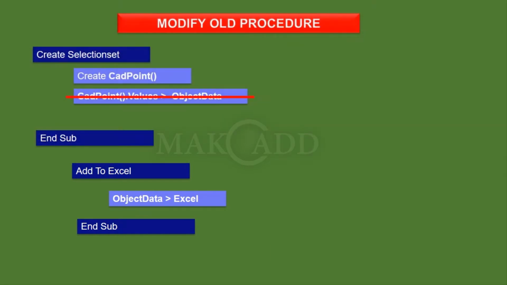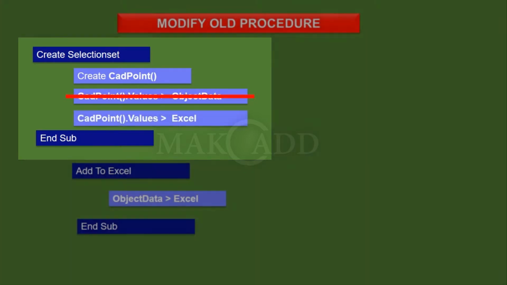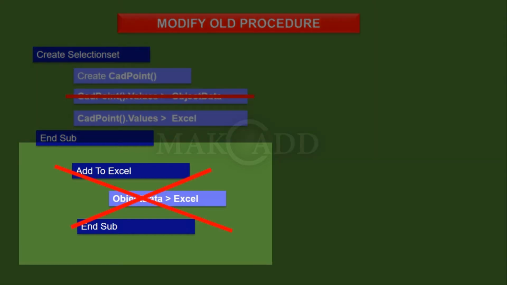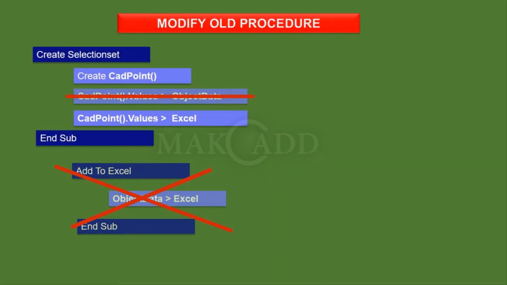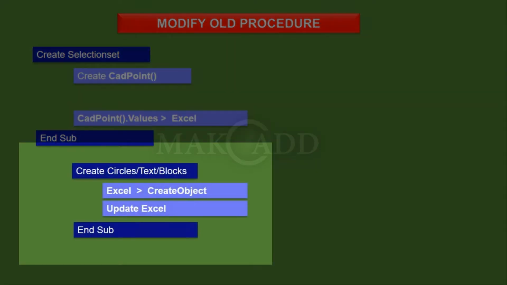Now we will modify this procedure. As long as we are not using object data, we will remove this cadpoint to object data code. Then we will directly write the cadpoint values to the Excel. So no need to extract the data to Excel, so we will remove this add to Excel procedure. When we create objects such as circles, texts and blocks, there we will import data from the Excel to create objects in the drawing. Then after creating the object, we will update the Excel data as per the inserted object.